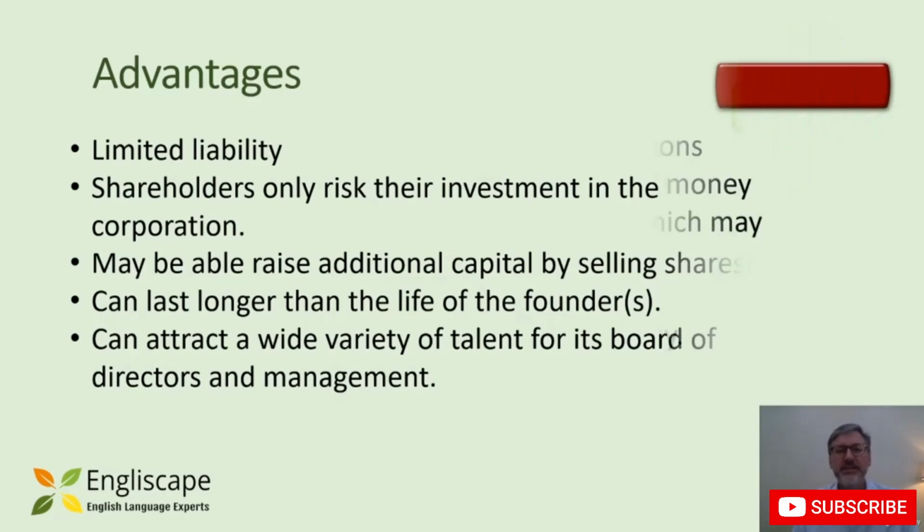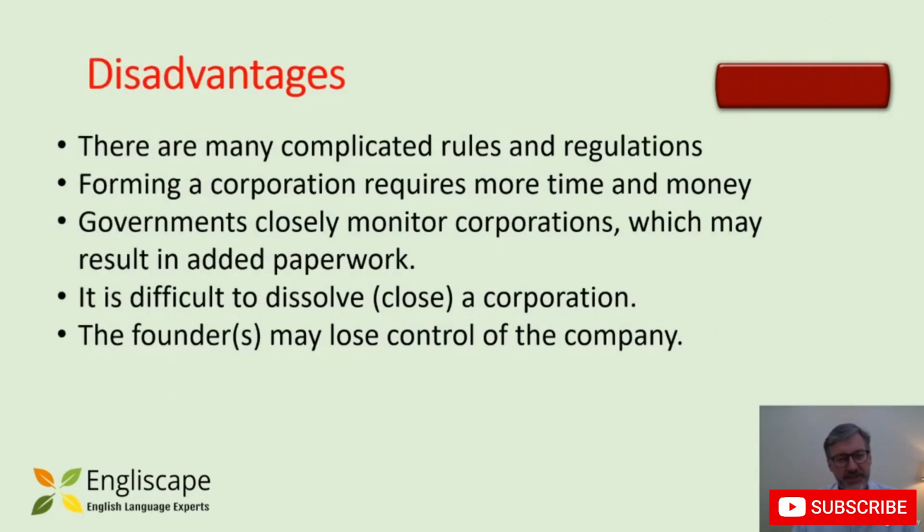to make profit. However, there are some disadvantages to the corporation business structure. Of course, the government ensures that there are many complicated rules and regulations. They do this to control the business and to make sure that the investors are protected. Forming a corporation, therefore, requires more time and money. Governments closely monitor corporations. They watch them closely, and this may result in additional paperwork requirements.